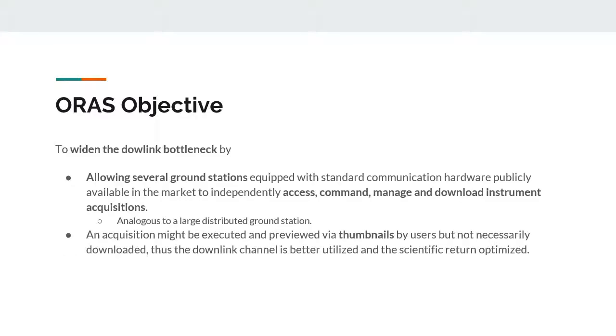So the objective of ORAS is to widen the downlink bottleneck by allowing several ground stations equipped with standard communication hardware, which is publicly available in the market and can be accessed by any customer around the world. And by using such standard communications, anyone around the world can access, command, manage, and download instrument acquisitions from the CubeSat. As crazy as this sounds, this is a very interesting way of tackling the downlink bottleneck, because what we are basically doing is widening the time access for our satellite, and therefore increasing the data downlink that we can get in such low throughput channels that we were discussing. So this is somehow analogous to creating a very large distributed ground station all around the world.